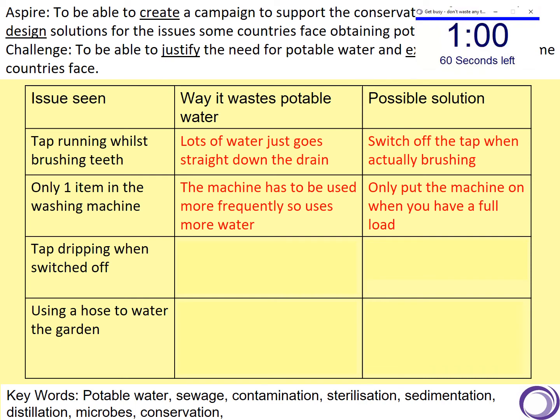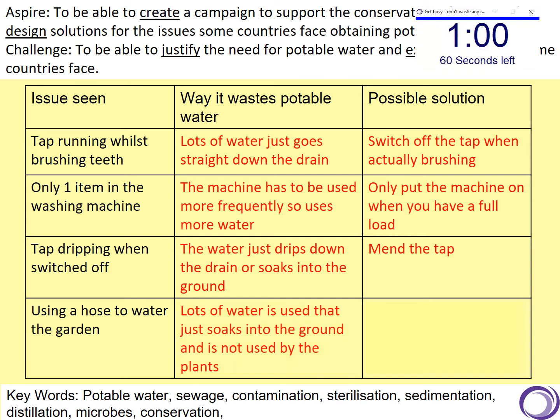Taps dripping even when they've been switched off, again, if it just drips, it's either going to go down the drain or soak into the ground around it if it's an outside tap. So again, mend the tap, a simple solution, often just a washer would be sufficient. And then using a hose to water the garden. This is a very, very common use of potable water from the taps inside. Lots of the water just soaks into the ground and doesn't end up being used by the actual plants that you are trying to water.